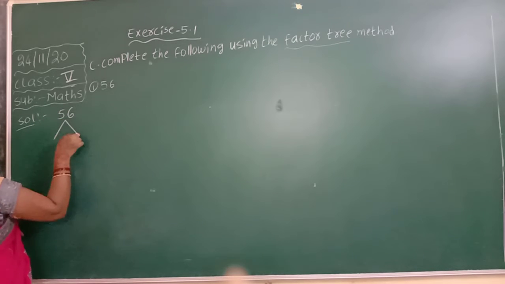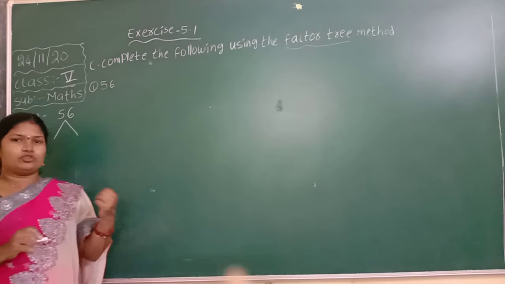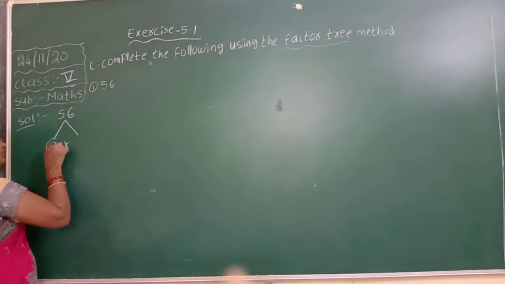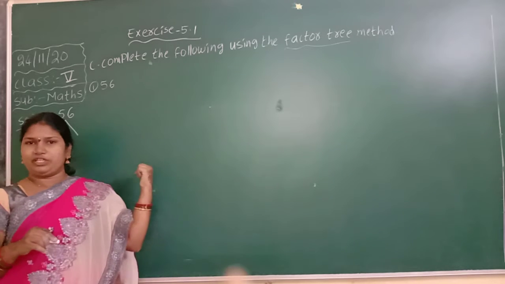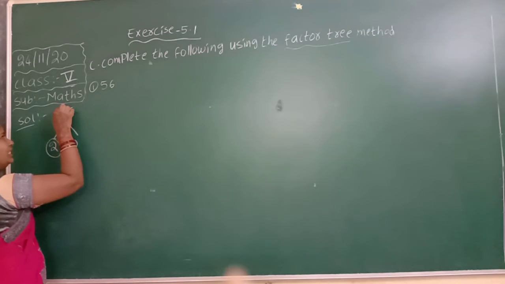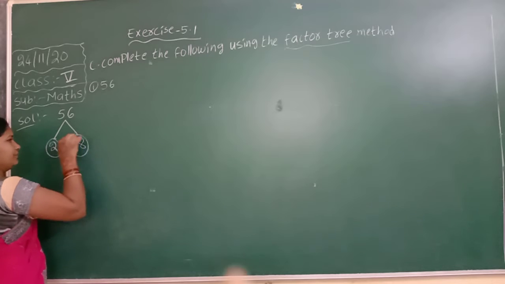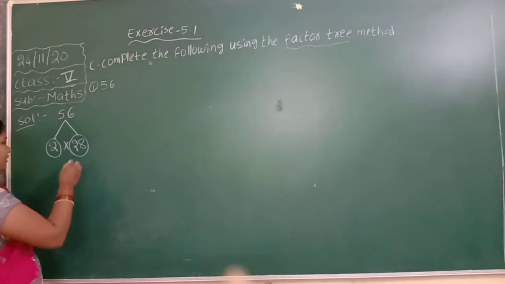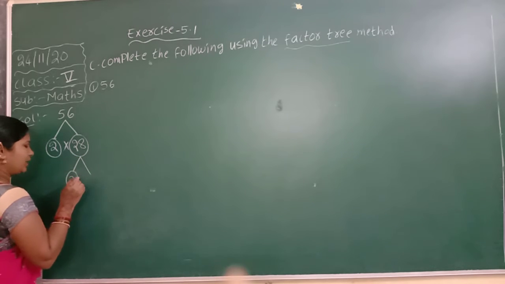56. First, you have to start with the 2 table. Why? Because 2 is an even and prime number. And to get 56 in the 2 table: 2 2s are 4, 1 remaining, means 16, 2 8s are 16. Okay, 2 into 28. And again you have to multiply this 28 in the 2 table only.